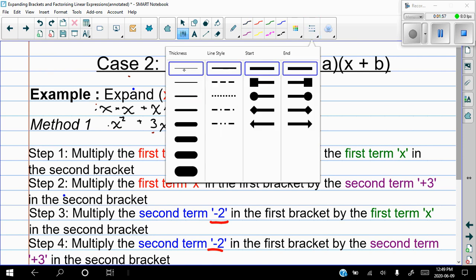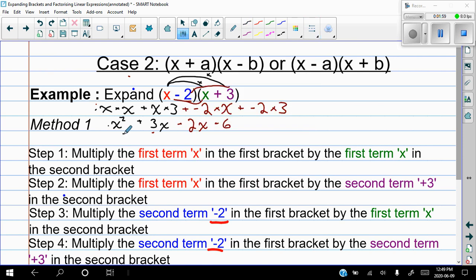And we just have to write it all together. So once again, these middle two are going to combine because they are both single powers of x. So 3 minus 2 is just 1, or simply x, and minus 6.